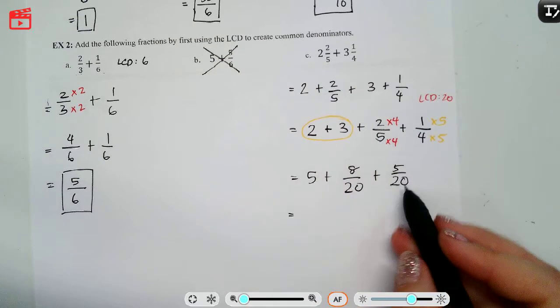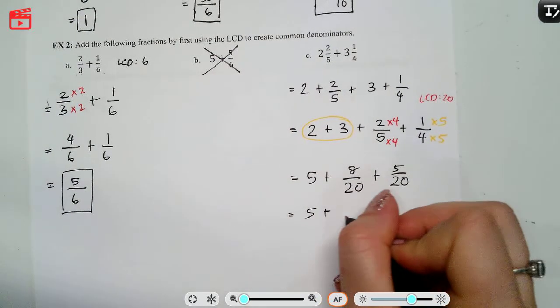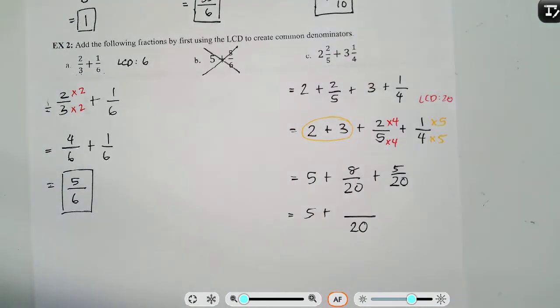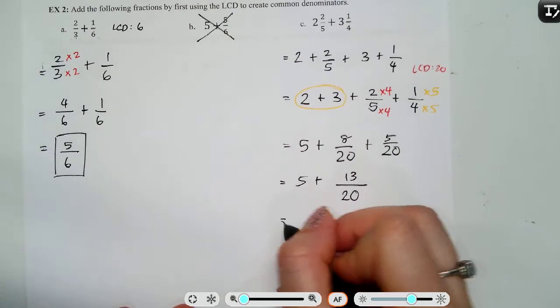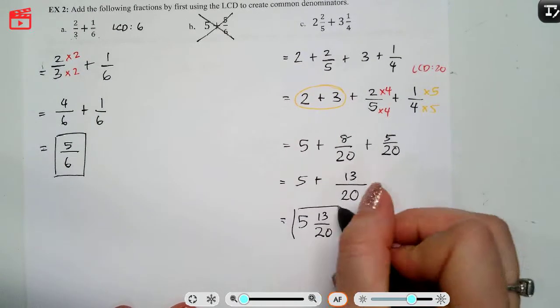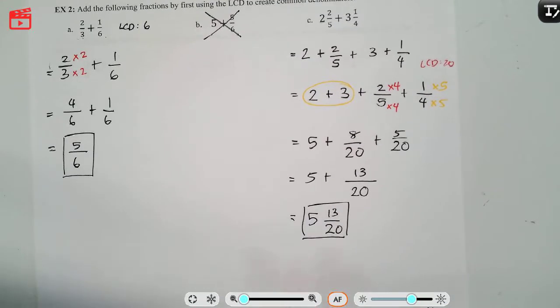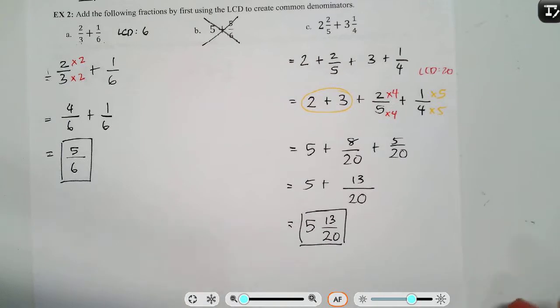All right, so now they have the same denominator. Huzzah! So we can keep the denominator, which is 20, and add the numerators, which is 8 plus 5. It's going to be 13. And finally, we can write our answer as 5 and 13 over 20. Whew! That was starting to get to be a lot of work right there. Okay, that's it for 1.6.